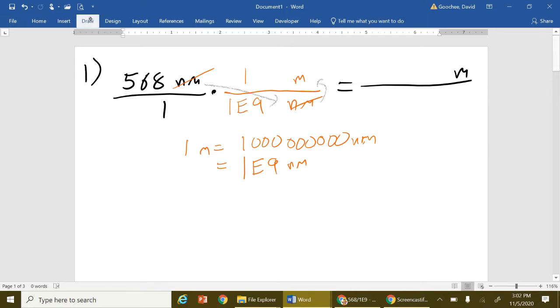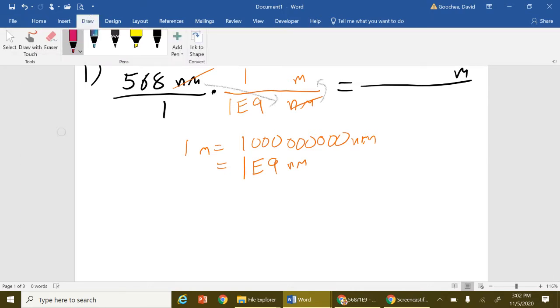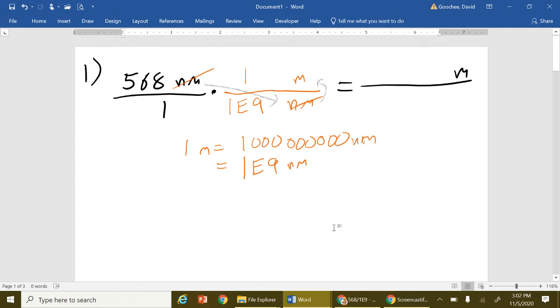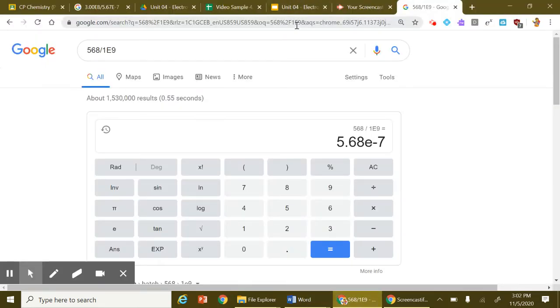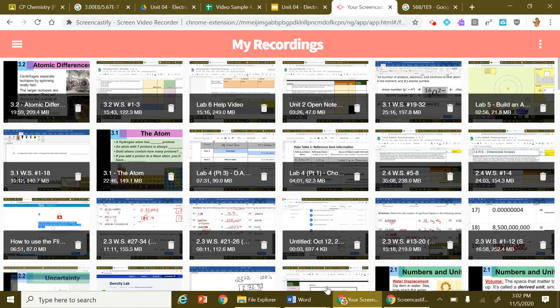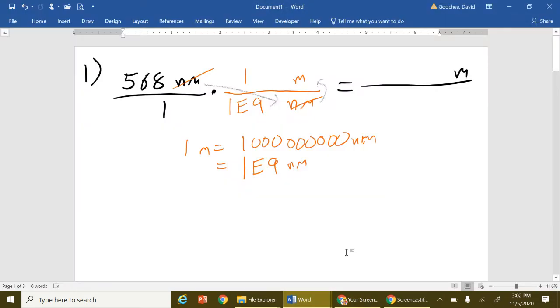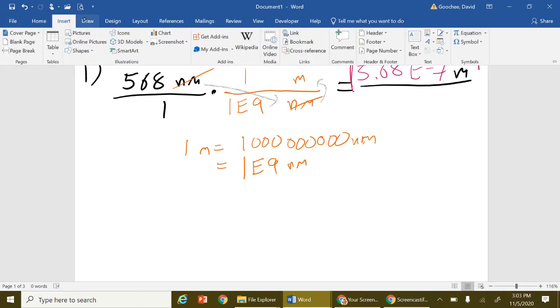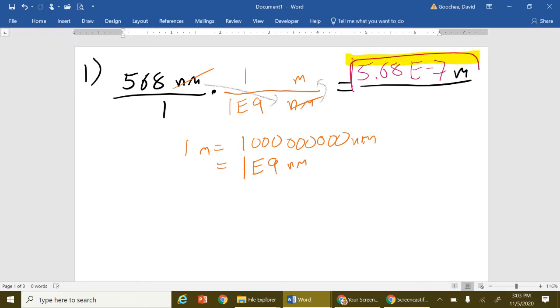What did it tell me it was again? 5.68, right? Here we go. Yeah, that's right: 5.68 times 10 to the negative 7th meters. So that is my answer. Let me make a little meter symbol here. Wham, bam, thank you, ma'am. All right, cool: 5.68 times 10 to the negative 7th meters.